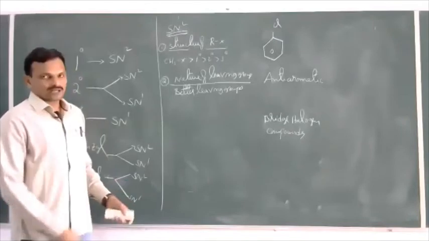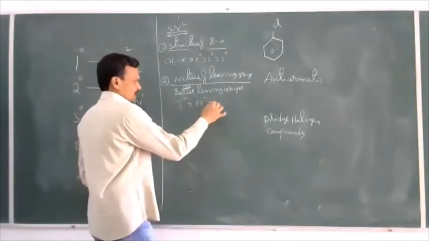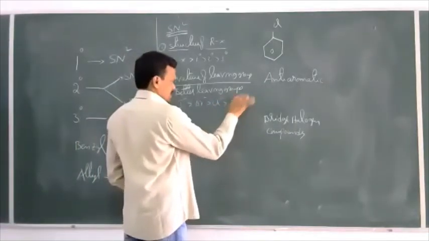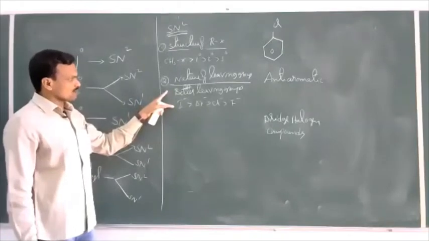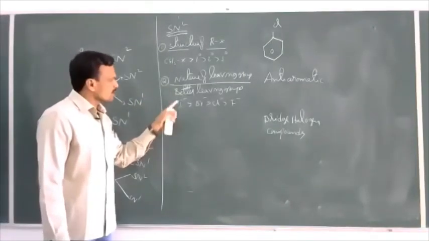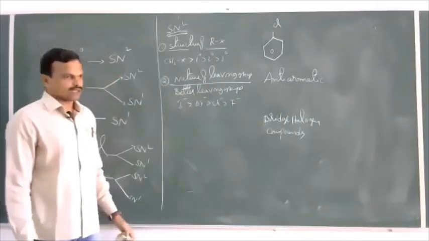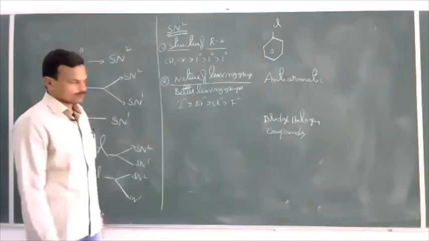Weak bases are better leaving groups, and the leaving effect is I⁻ > Br⁻ > Cl⁻ > F⁻. And this is just similar to the SN1 mechanism we discussed. So weaker is the base, better is the leaving group. Leaving effect is inversely proportional to the basic nature of the leaving group.